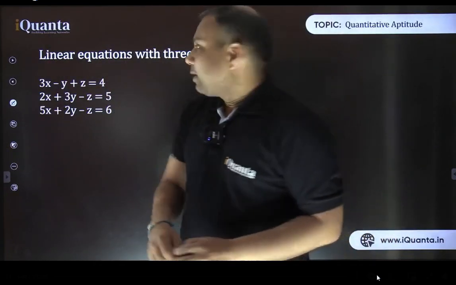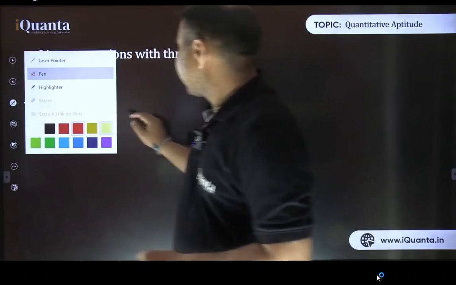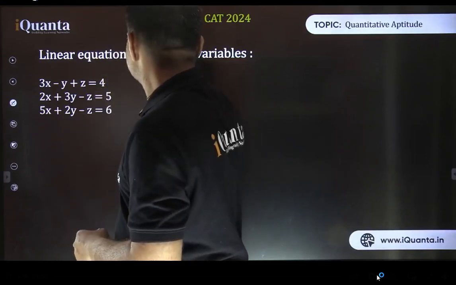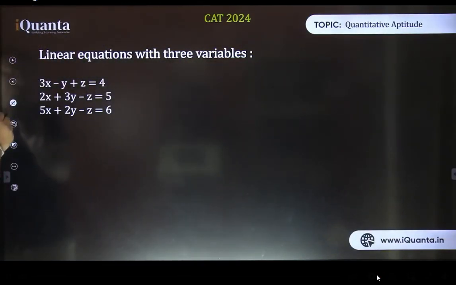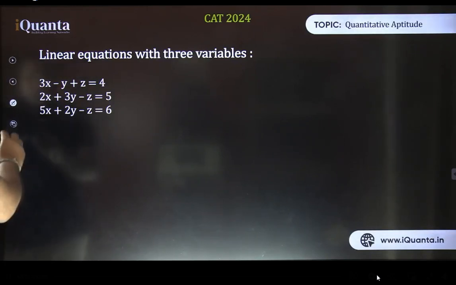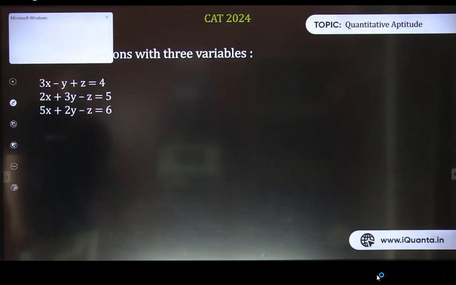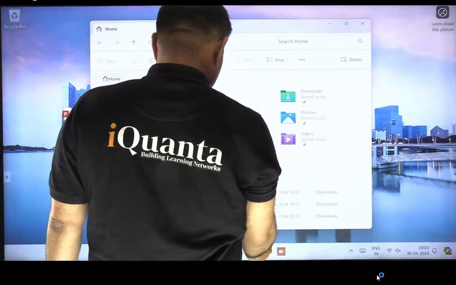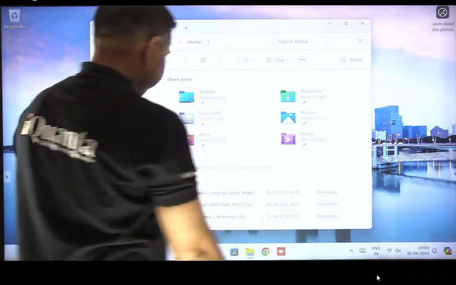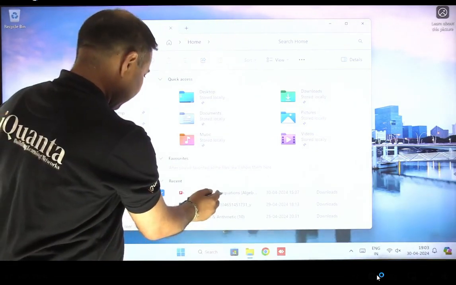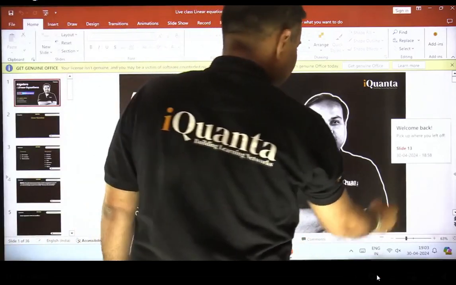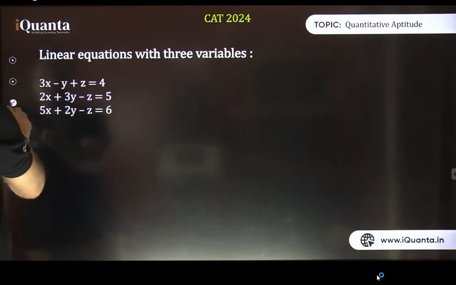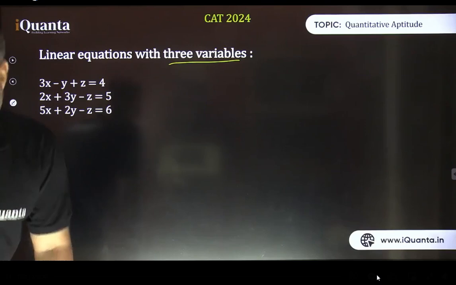So we were at this point yesterday. Linear equations with 3 variables. Okay, here it is.